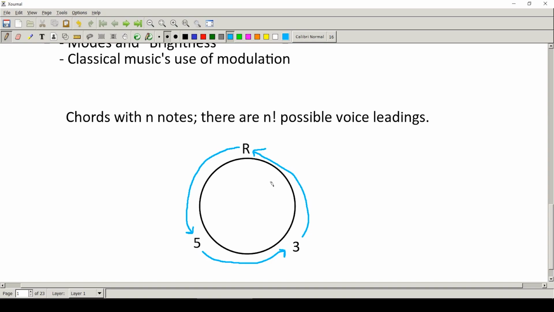And usually you don't even have to check all of them, because you can kind of guess where the root or the first note is going to go. It's going to want to go something relatively close to it. So you don't even have to check all n of the possibilities. Usually it's just 1 or 2 or 3 that you're going to want to check.